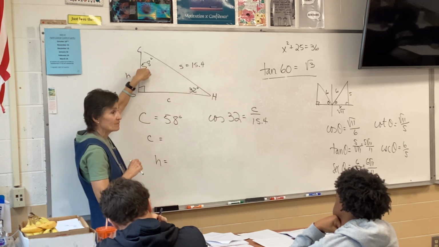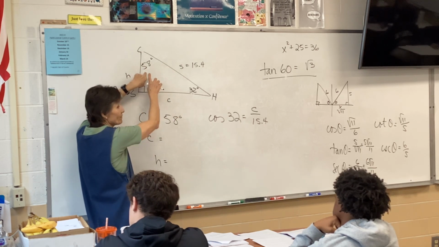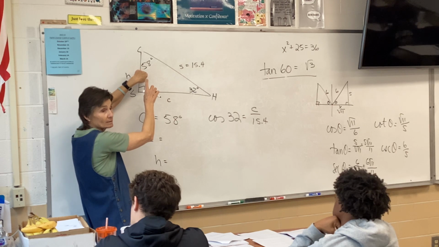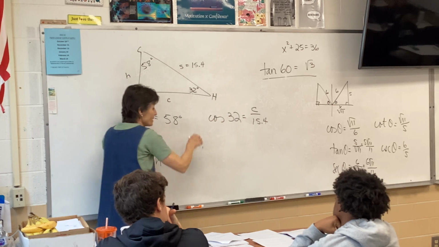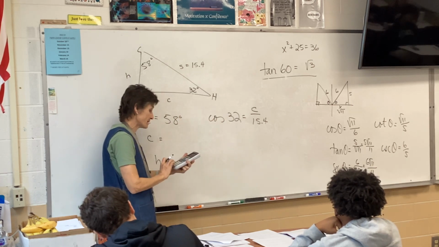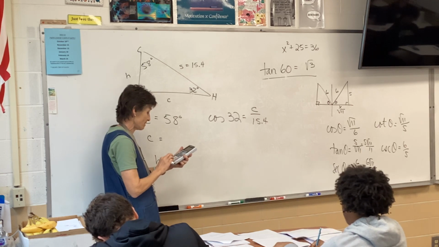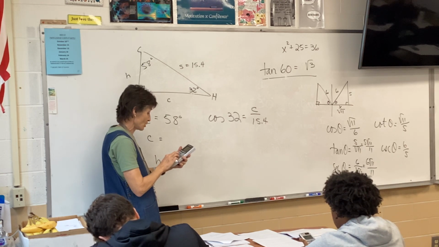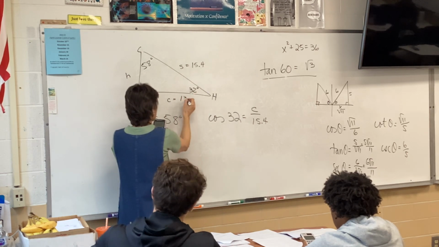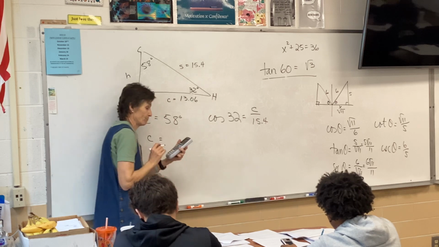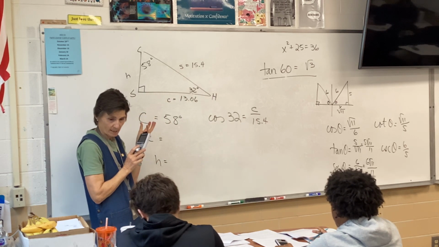If I would have used 58, which is fine, finding side c though, I would have used sine 58 equals c over 15.4. All right, solving this. Make sure I'm in degrees, because that's 32 degrees, so I'll go to mode, I am. So 15.4 times cosine 32. For side c, I got 13.06. I'm just randomly rounding. Did you get 13.06?